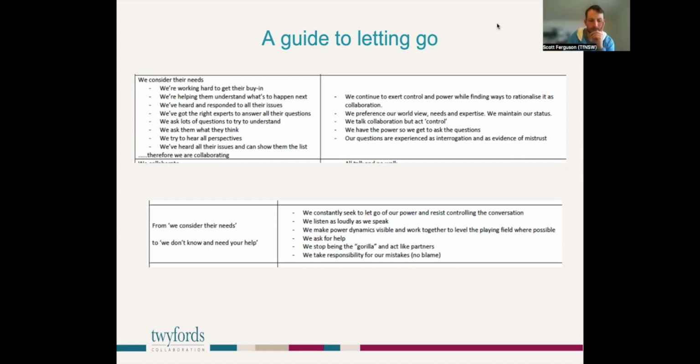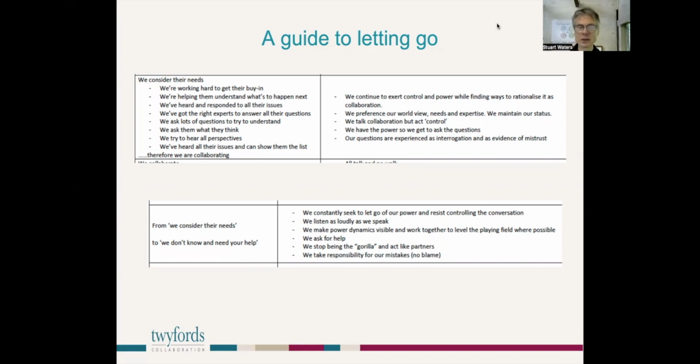So we're letting go of our power, we're resisting the need to control, we listen as loudly as we speak, we actually make the power visible. We talk about it, we make it explicit rather than just pretending it's not there. We actually talk about power in our collaboration. Who's got it? What does it feel like? Who's feeling powerless? Who's feeling powerful? And what are the implications of that for our work? We're partners, not gorillas. And so that's the shift we want to be making in sharing control.